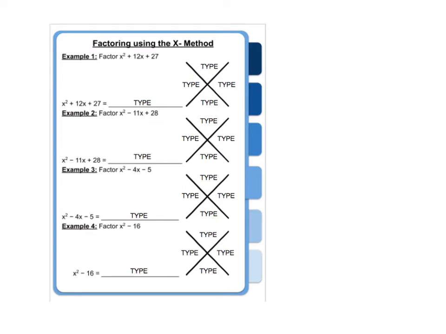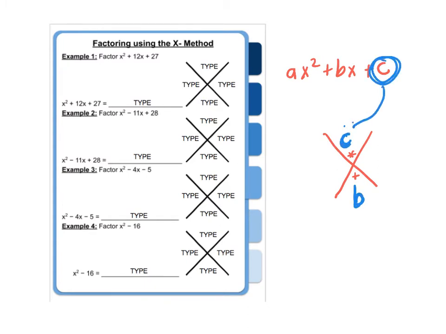The first thing I want to talk about for your quadratic equation is it comes in the form ax squared plus bx plus c. When you're setting up your little X problem, remember you have multiplication on the top, addition on the bottom. You want to put b on the bottom. I always remember b goes on the bottom and c goes on the top. So whatever this third number is will go on the top. Whatever your second number is will go on the bottom.